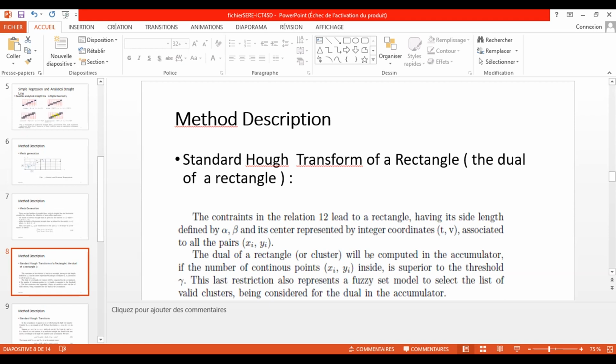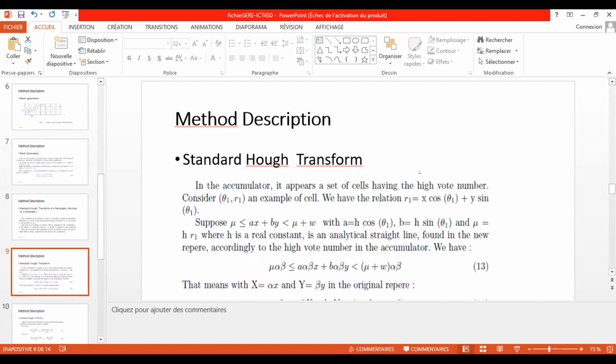The dual of a rectangle, or cluster, will be computed in the accumulator, because the standard Hough transform, or even the generalized Hough transform, uses two spaces, an image space and a parameter space. If the number of points inside a cluster is superior to the threshold, this cluster will be considered for computing in the accumulator. So in the accumulator, at the end, a set of cells appears having the highest vote numbers.